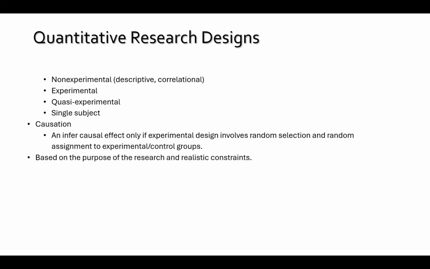An inferred causal effect is used in experimental designs and involves random selection and random assignment to experimental and control groups. And then based on the purpose of the research and the realistic constraints, one also implies causality. So this is really all about how one would set up a research design for a quantitative study by deciding whether it's a non-experimental, either descriptive or correlational, experimental, quasi-experimental, or single subject.